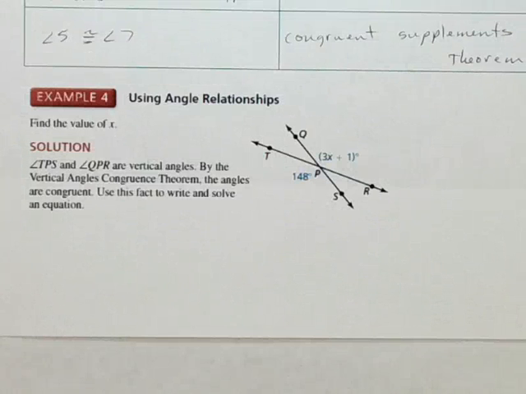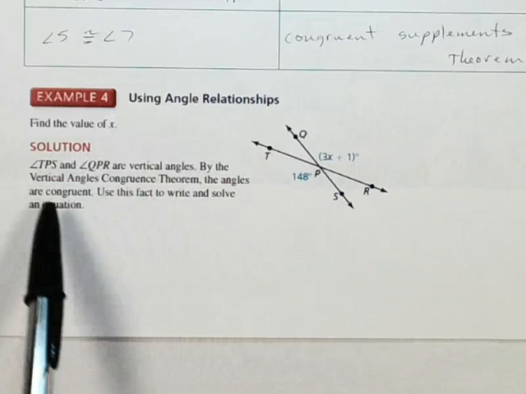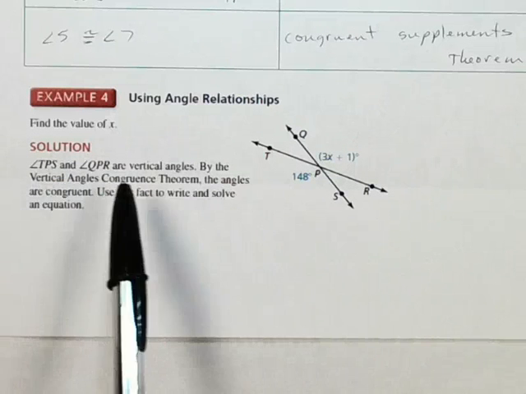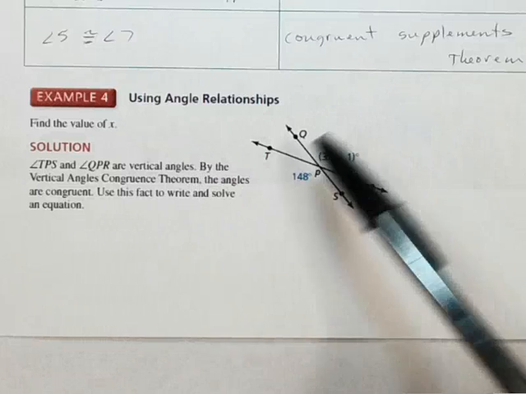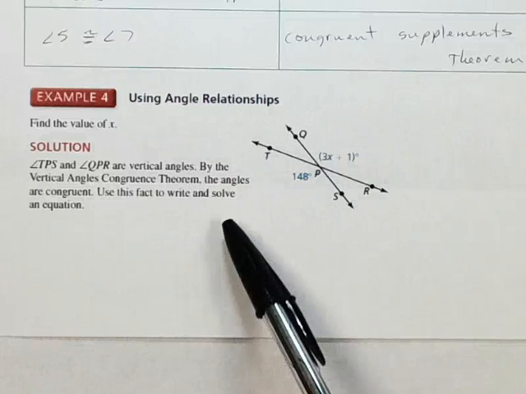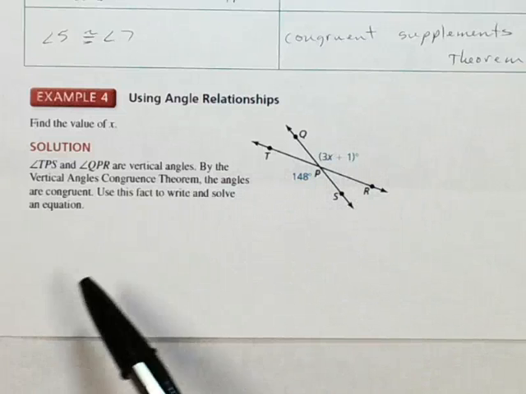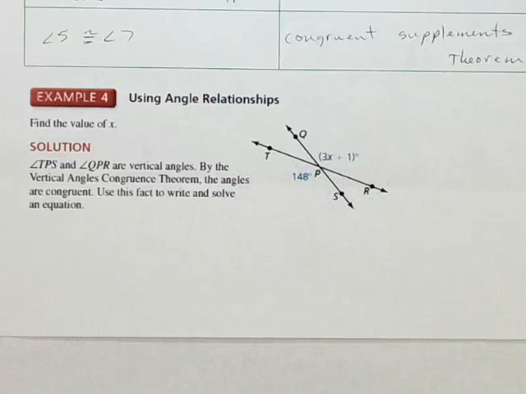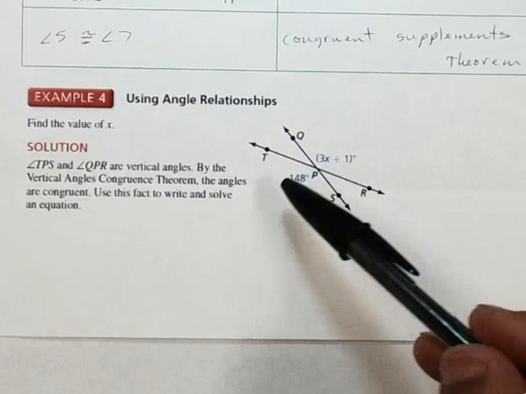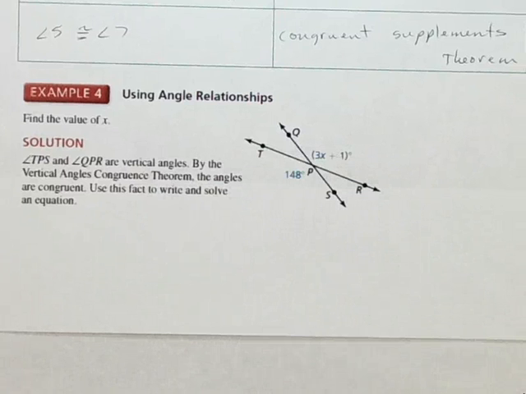All right, here's the last example we're going to look at. We want to solve for the value of x, find the value of x, and we have this diagram here. This would be kind of our paragraph proof. Angle TPS and angle QPR are vertical angles. We know that because of the way the picture is drawn. By the vertical angles theorem, we know that the angles are congruent. So we're going to use that to come up with an equation. Because these are vertical, I know that they're equal. I can use some algebra to solve for x. So let's do that. Okay?